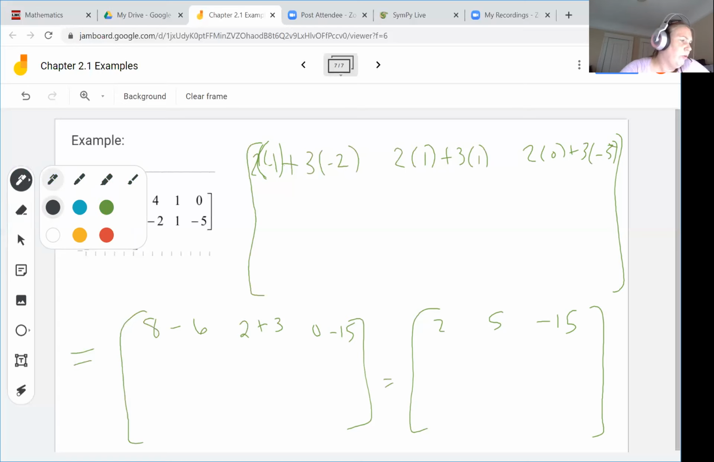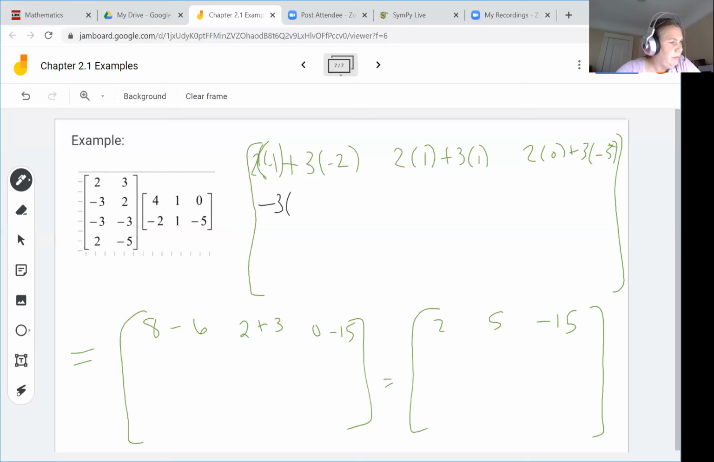So our next row is -3, 2 in the first matrix. And our column corresponding with that is 4, -2. So we're going to have -3 times 4 plus 2 times -2. And then that's going to be -12 minus 4, which works out to be -16.